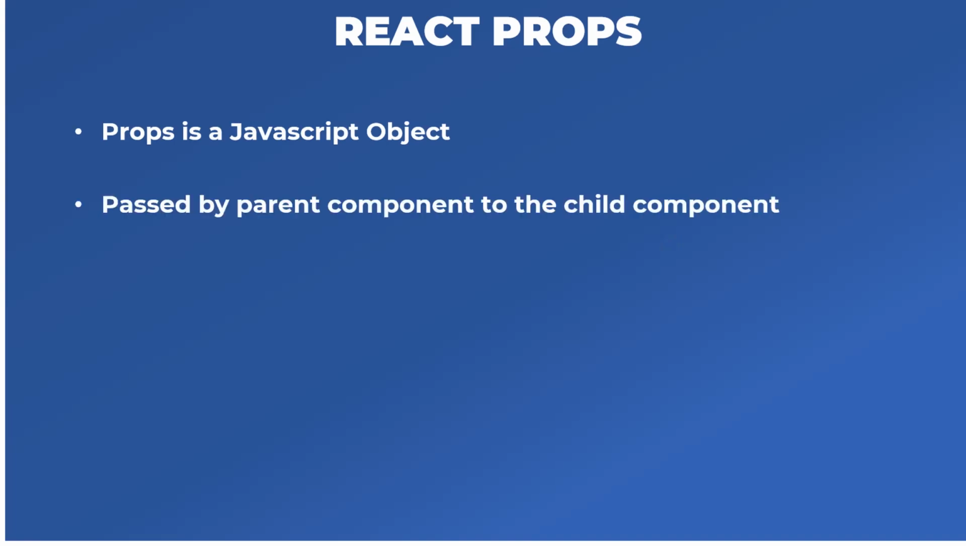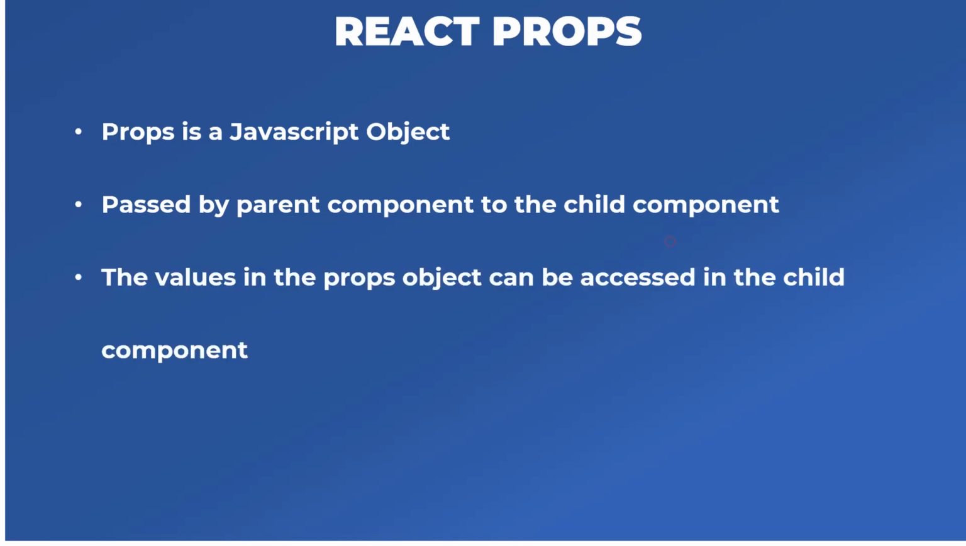Today we are going to look at a very interesting topic known as React props. So what are props? Props are basically just JavaScript objects, and they are used to pass data from a parent component to the child component. So if you consider components as functions, props can be thought of as arguments to those functions. Just like with arguments, the values in the props object can be accessed in the child component or the child function.